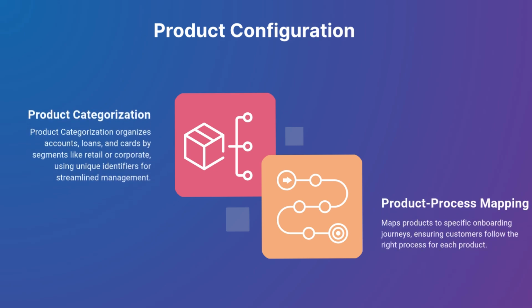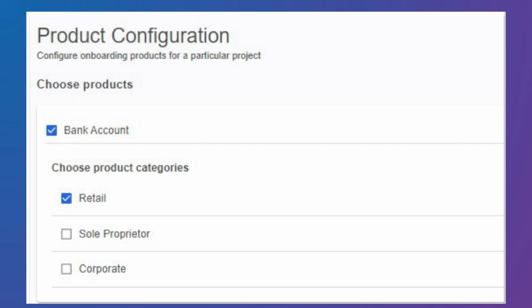Product configuration in BankBuddy.ai enables seamless onboarding journeys tailored to each offering. With product categorization, accounts, loans, and cards are organized by segments like retail or corporate using unique identifiers to simplify management. Product process mapping ensures every product is linked to the right onboarding journey so customers always experience a relevant, streamlined flow. With our platform, configuring onboarding products is simple and intuitive.